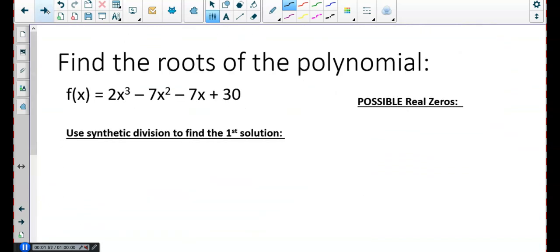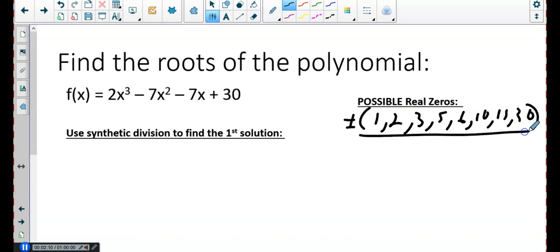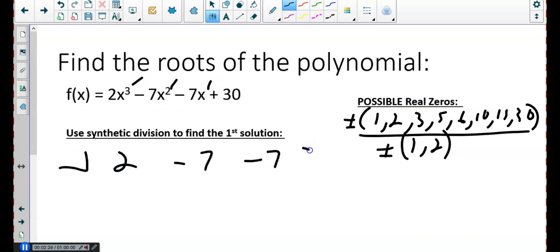Here, the possible zeros, okay? We have plus or minus, and then for 30, we have 1, 2, 3, 5, 6, 10, 15, and 30, all over plus or minus 1 or 2. So use synthetic division to find the first solution. So again, we have 3, 2, 1, 0. We just need to find out what goes in the box. So 2, -7, -7, and 30.